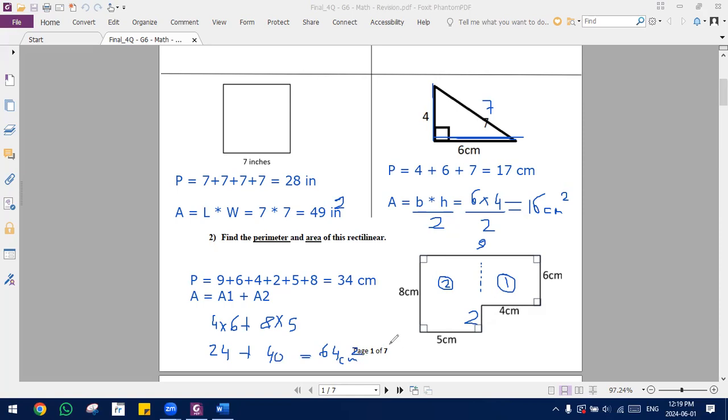So when I have a rectilinear shape, I should cut it into half. So not into half, but I should cut it into more than one rectangle. For example, here we have 2 rectangles, so we can find their area easily.